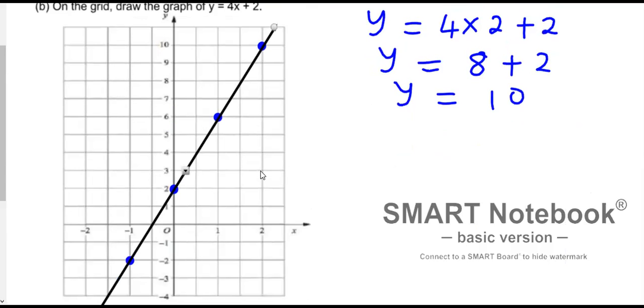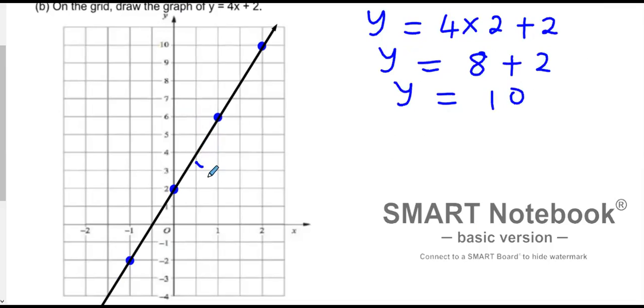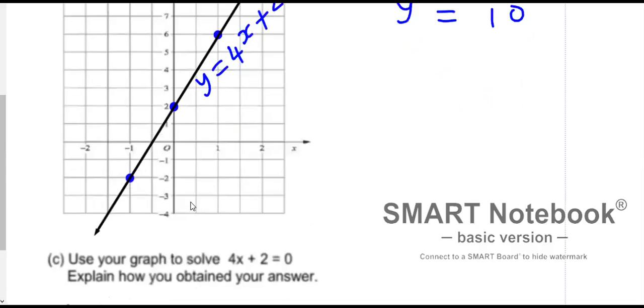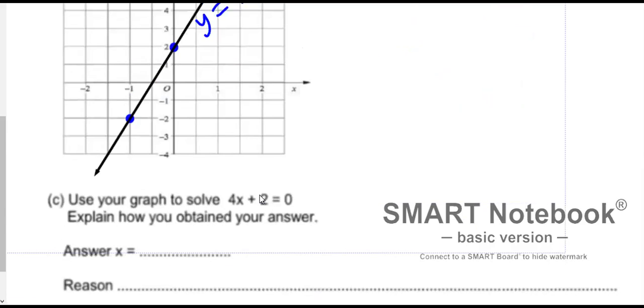All right, then you have to label that this is the graph for y equals 4x plus 2. All right, so let us continue. Use your graph to solve 4x plus 2 equals 0.